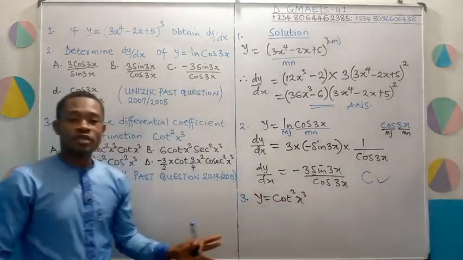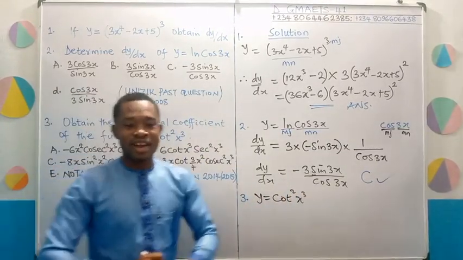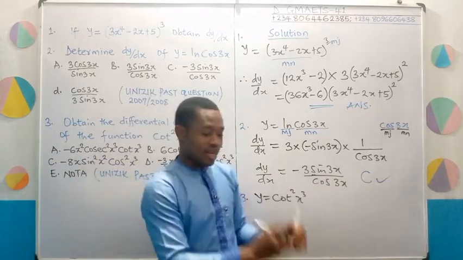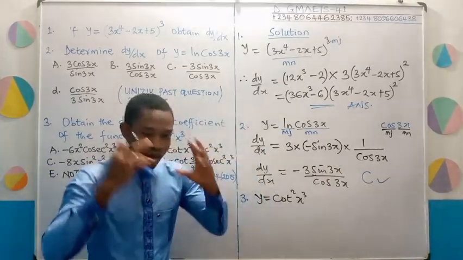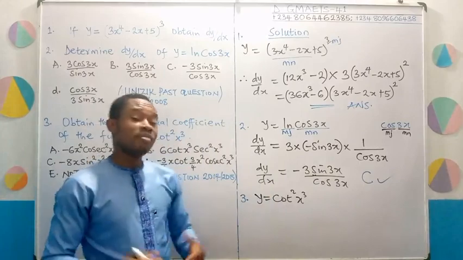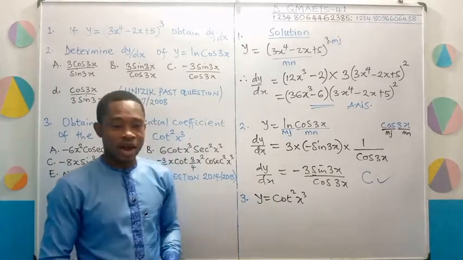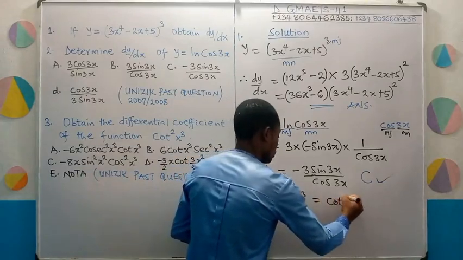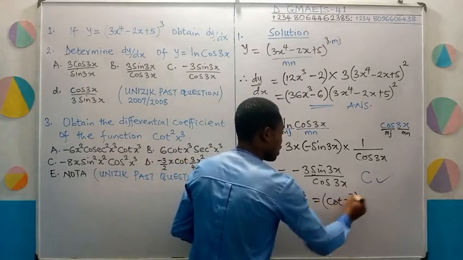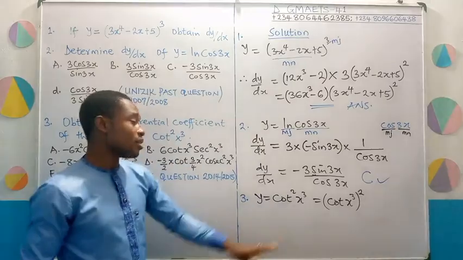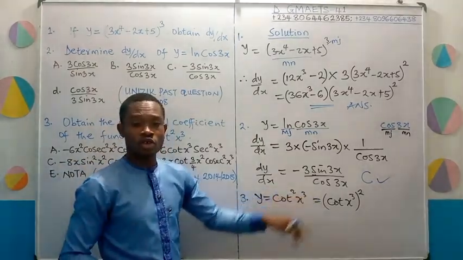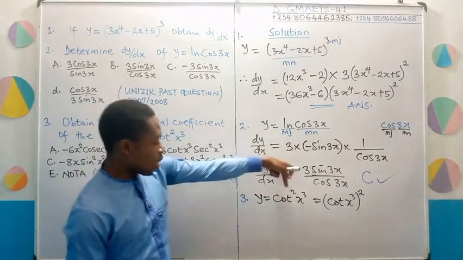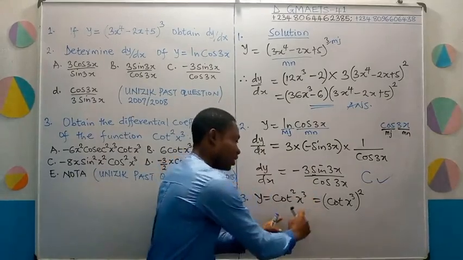If you are to use chain rule, you are going to define a lot of: let this be that, let the other be this. Are you following, right? But the major-minor simply helps you to play around this. Now this question is the same as cot x raised to the power 3, all in bracket, raised to the power 2. That's the meaning of cot squared x cubed. Are you following? This square is affecting everything that you have there.